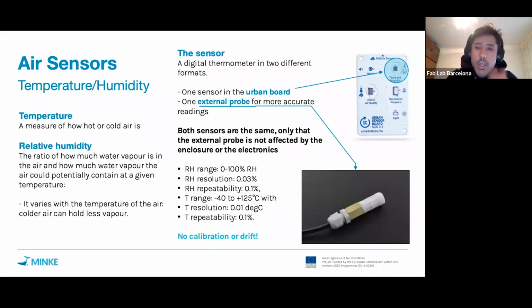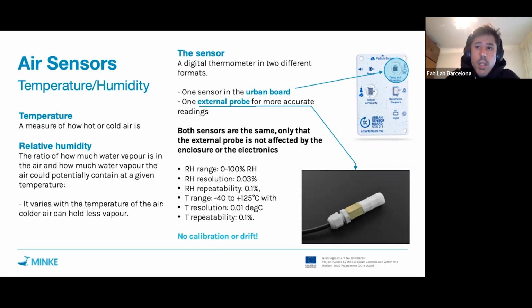Starting with temperature and humidity. Temperature, there's nothing very complex about it. It's simply how hot or cold, in this case, air is. In the previous session, we were talking about water. And as an additional metric, we have relative humidity, which is the ratio of how much water vapor is in the air at the moment and how much it can potentially contain at a certain temperature. So relative humidity is directly related to air temperature. The higher the temperature, the lower the relative humidity, because the air can hold less humidity. And that is, of course, directly related to the appearance of dew or moist on objects.